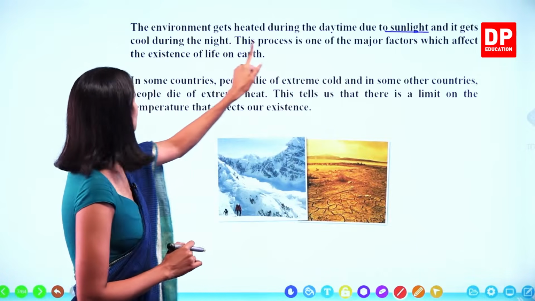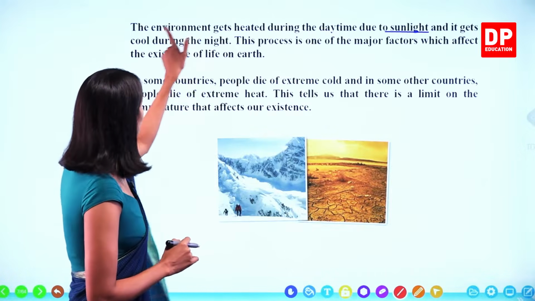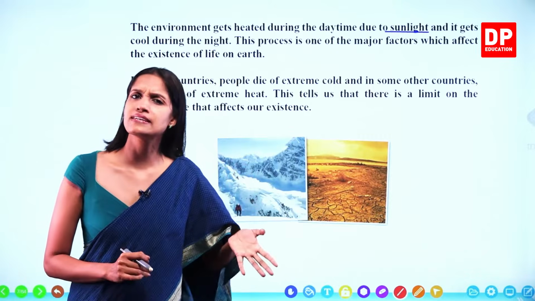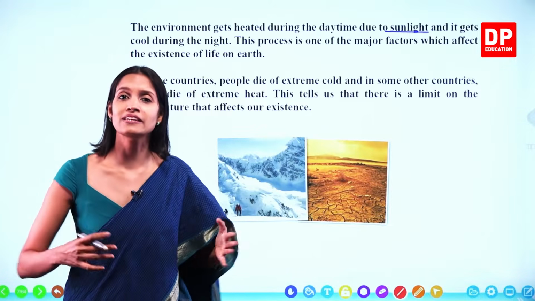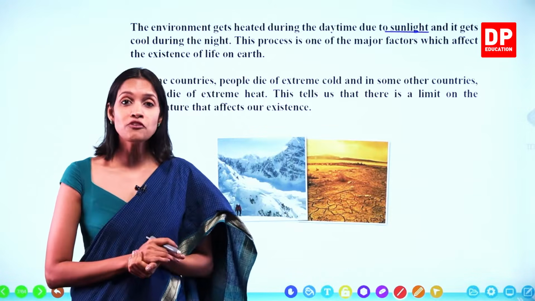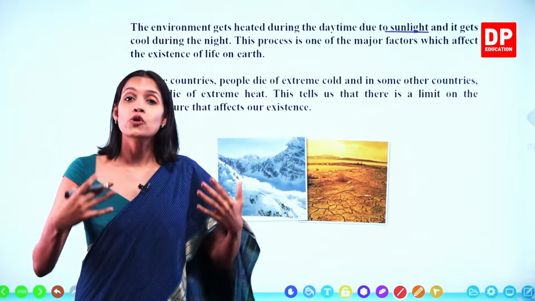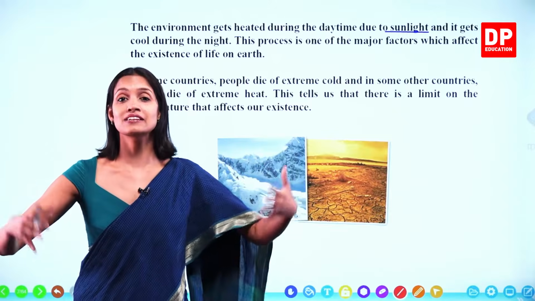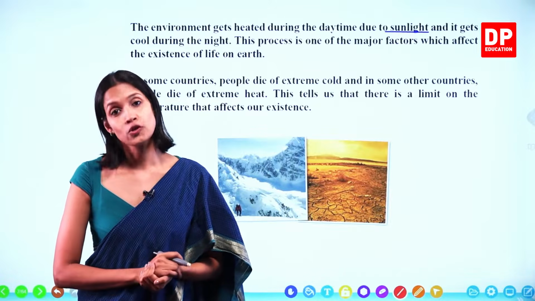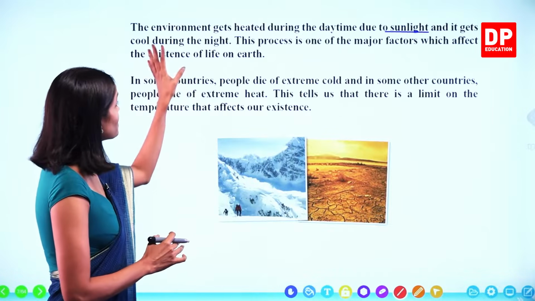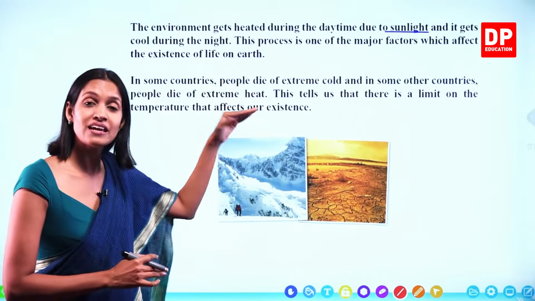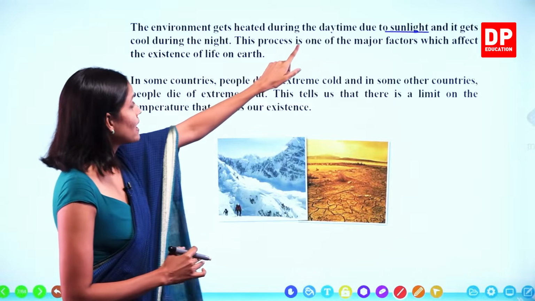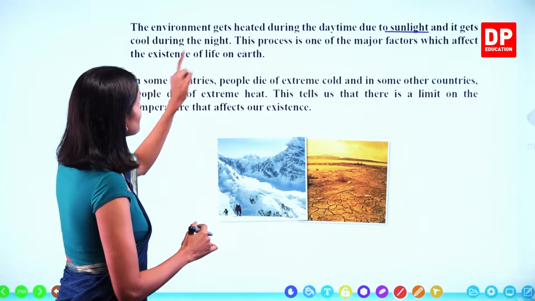Okay, children? Now, it gets cool during the night. What is the reason, children? During the night, there is no sunlight. Therefore, the objects that are already heated up during the daytime, they release the heat during the night time. Okay, children? Therefore, because of release of heat, they cool down, right? And it gets cool during the night.